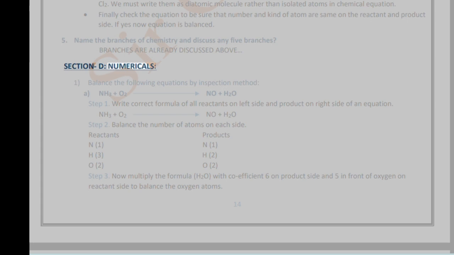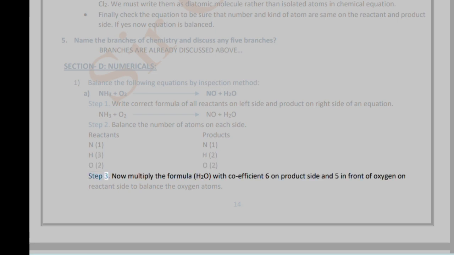Section D, Numericals. 1. Balance the following equations by the inspection method. A. NH3 plus O2 gives NO plus H2O. Step 1. Write the correct formulas of all reactants on the left side and products on the right side of an equation. NH3 plus O2 gives NO plus H2O. Step 2. Balance the number of atoms on each side. Reactants, products: N 1, N 1, H 3, H 2, O 2, O 2.